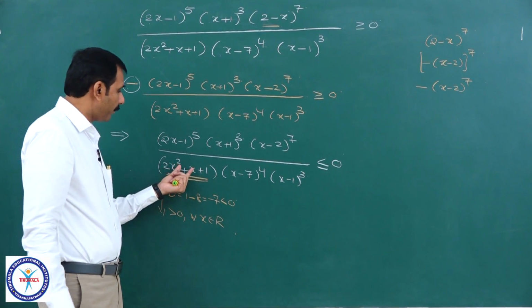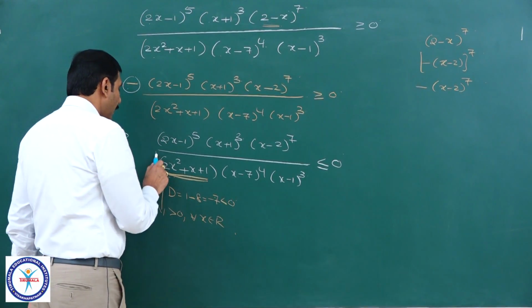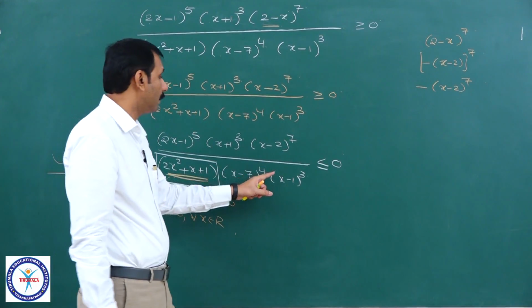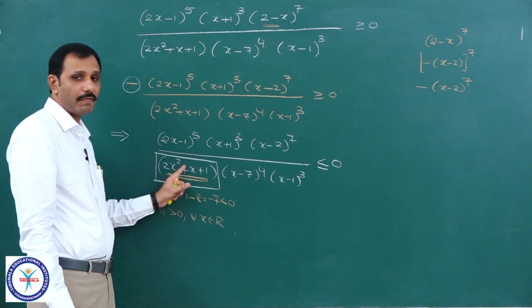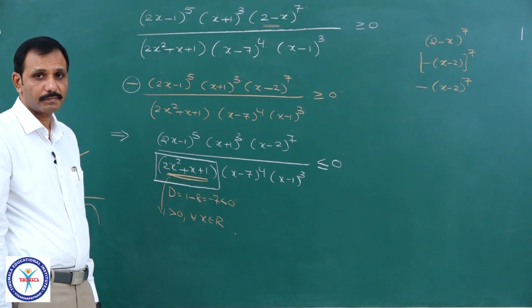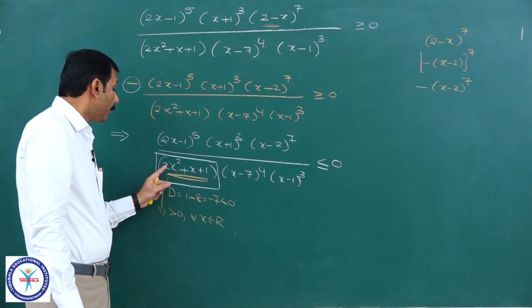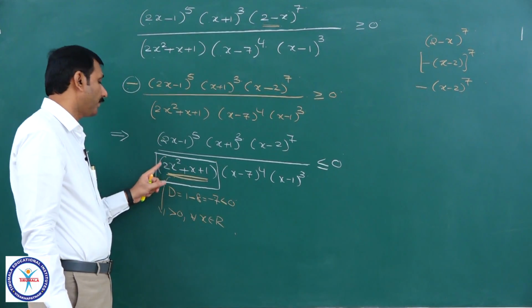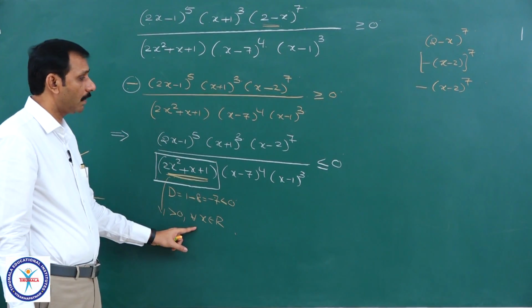Because it is greater than 0 for all x belonging to R, this will not affect the sign of this expression for any value of x. You can just ignore this one, like in the previous problem we did. Here also, because it has no factors, meaning the discriminant is less than 0, and since the coefficient of x square is positive, it is greater than 0 for all x belonging to R.